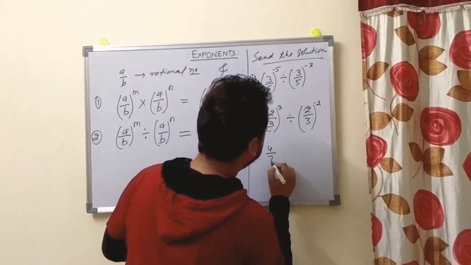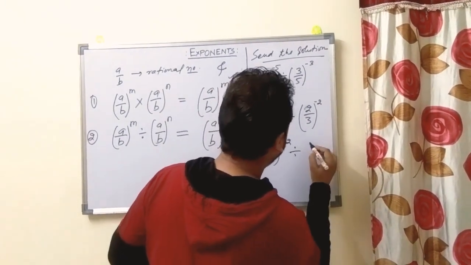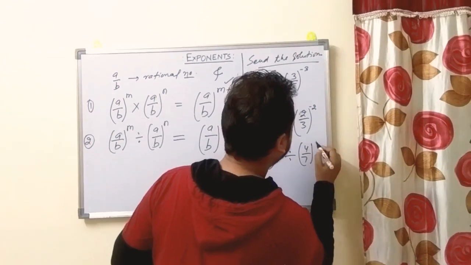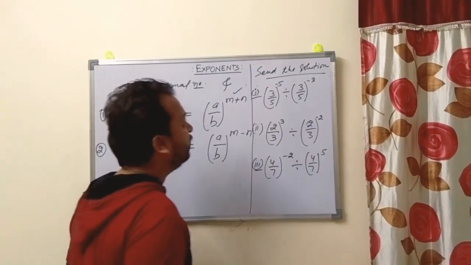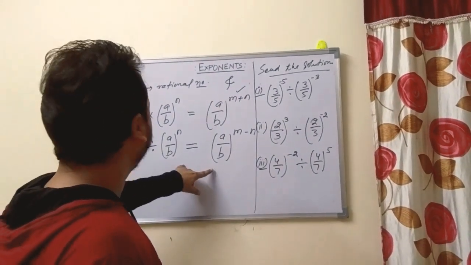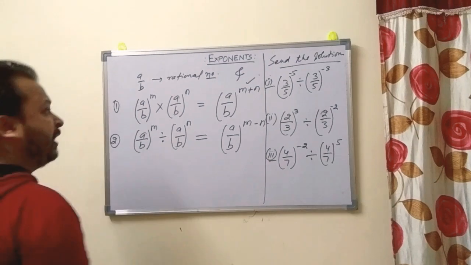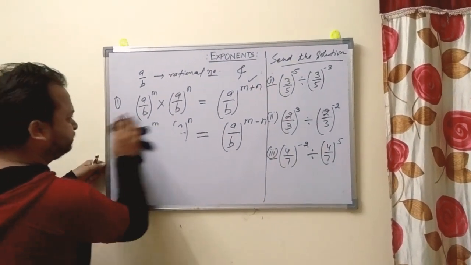4 by 7 power minus 2 divided by 4 by 7 power 5. Send me the solution while using the second formula. Now come to other formulas.